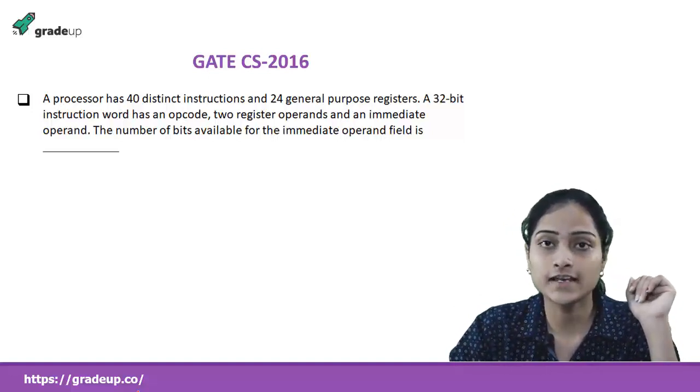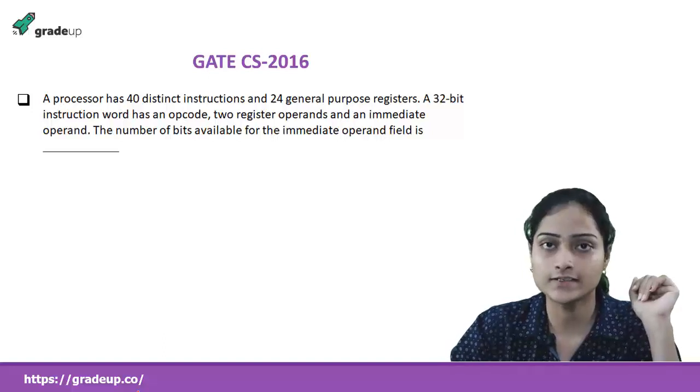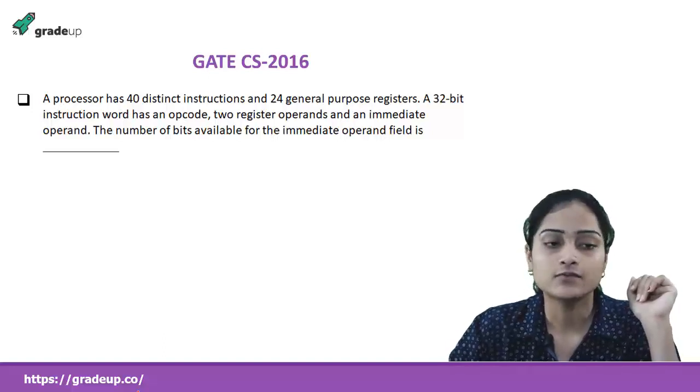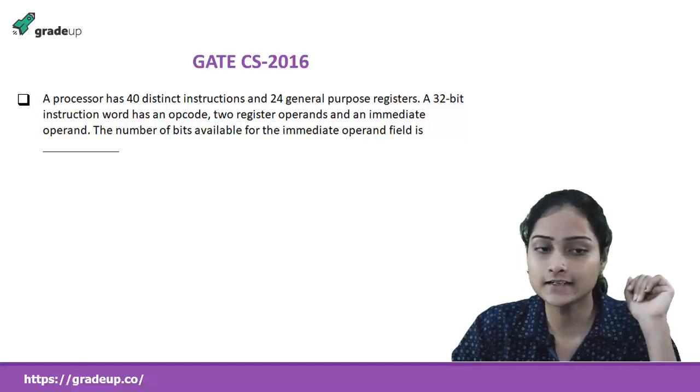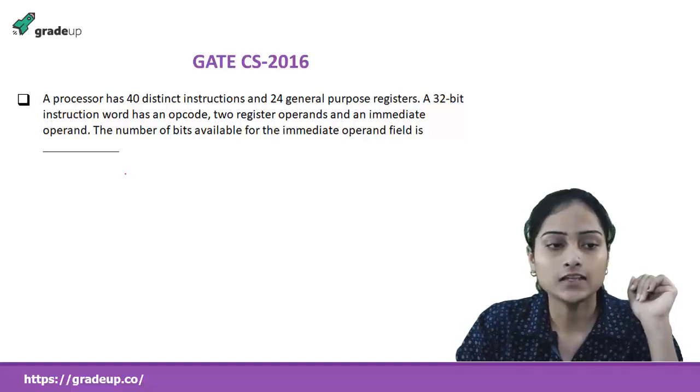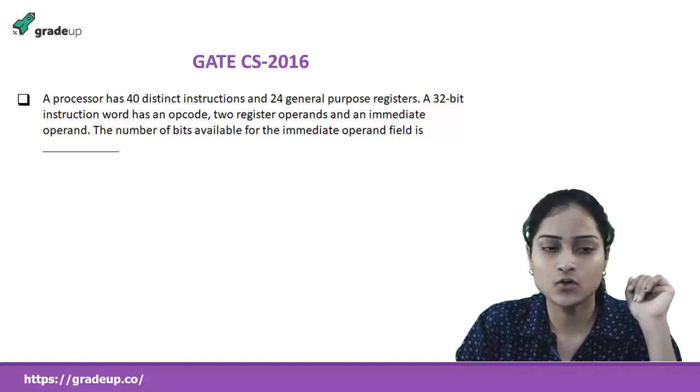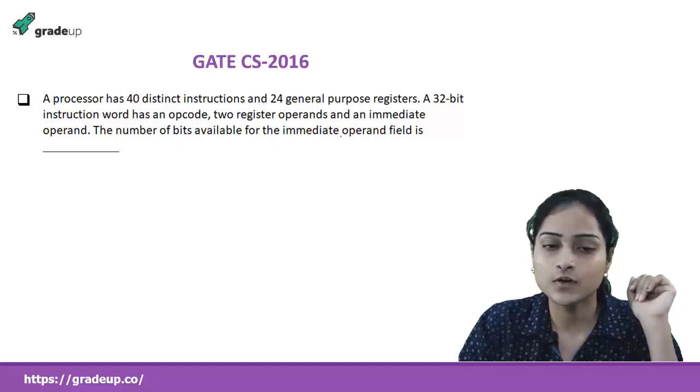This question was asked in GATE CS 2016. It is quite a recent question, you can say. Read the question along with me. A processor has 40 distinct instructions and 24 general purpose registers. A 32-bit instruction word has an opcode, 2 register operands and an immediate operand. The number of bits available for the immediate operand field is?